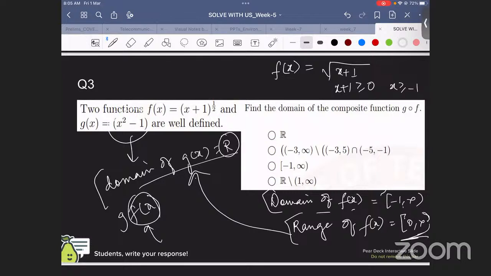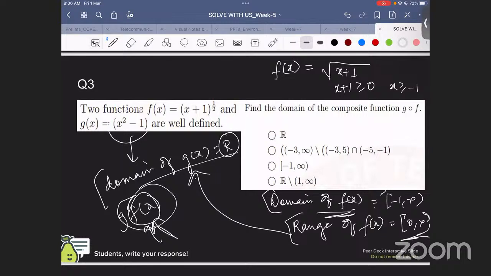Now you are left with only the domain of f(x), because here you can put anything, right? From f(x) you are getting 0 to infinity, and all those values you can put in the outer function g(x). So there is no condition on g(x).